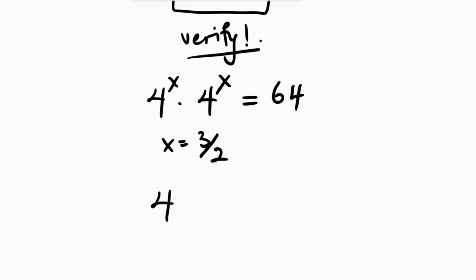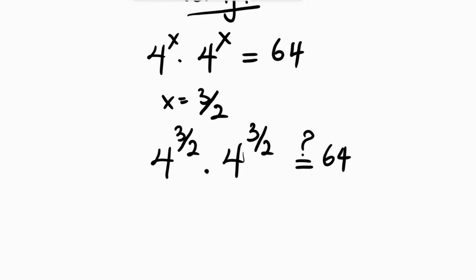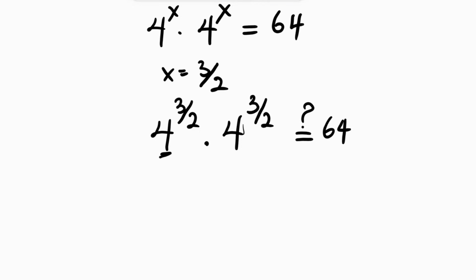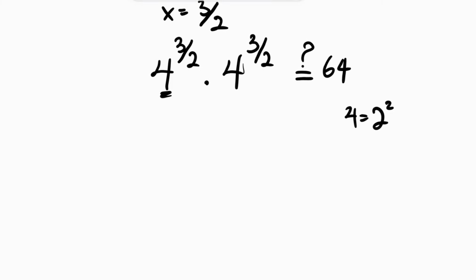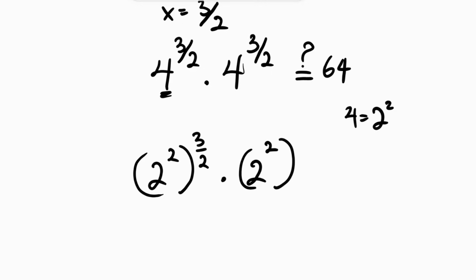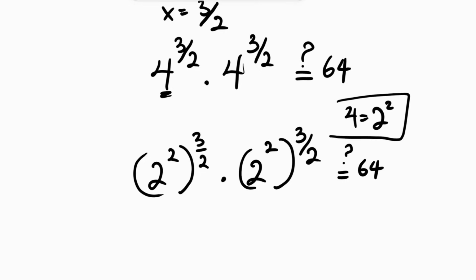So now we have 4 raised to the power 3 over 2 times 4 raised to the power 3 over 2. We're trying to see if that's going to be equal to 64. Now we know that 4 is 2 squared. So now we have (2 squared) raised to the power 3 over 2, times (2 squared) raised to the power 3 over 2. Let's see if that's going to be equal to 64.